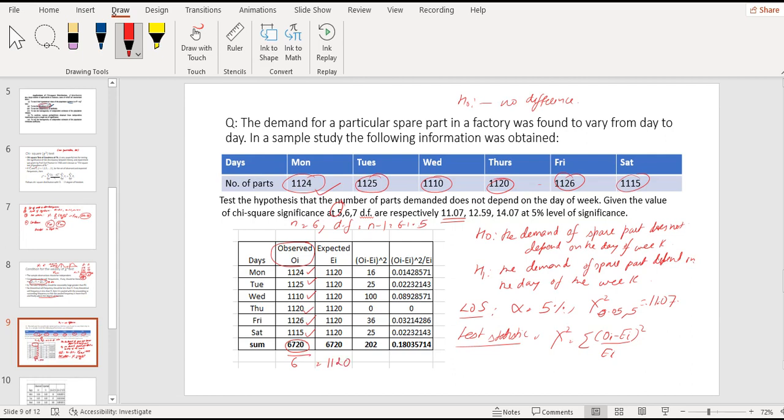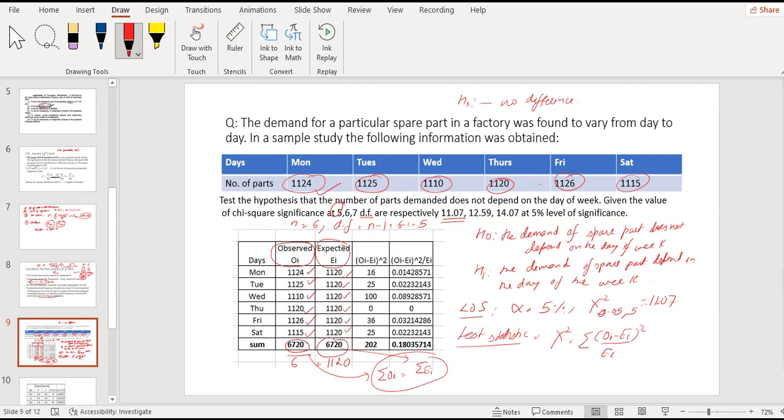So what is my expected frequency? My expected frequency is that the demand of the spare part is the same throughout the week. So I'm assuming that its demand will remain the same throughout the week, so the expected frequency is 1120. When we sum up, again its value comes out to be 6720. So this is the sum of observed frequency and this is the sum of expected frequency. You can see this particular condition is satisfied, right? So now we are going to apply the chi-square test.